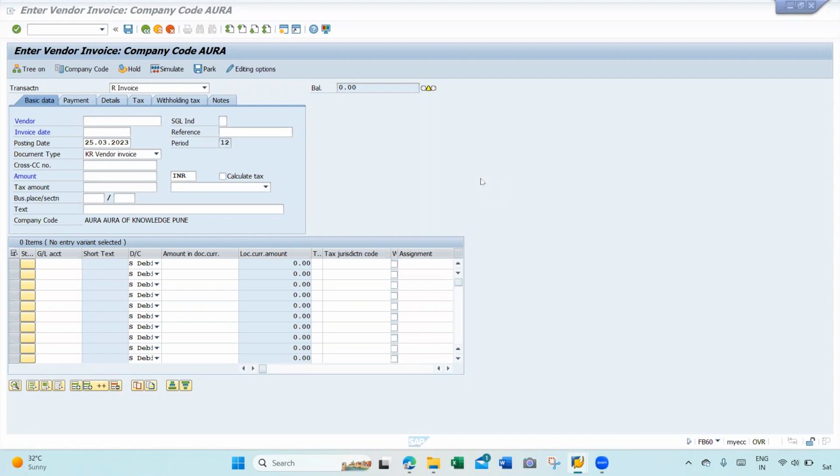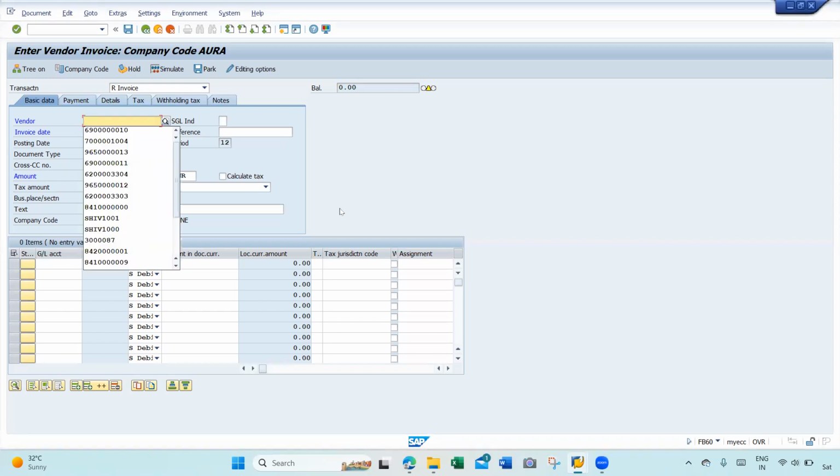The best configuration can be done only when the output, that is the entry, is known to the functional consultant. If the domain experience is not very clear, then even a good functional consultant cannot configure the system. So it is very important to understand the entry first, and then accordingly the configuration has to be done. Let us start with one entry with input credit, and I am in FB60 T code to book a vendor invoice.